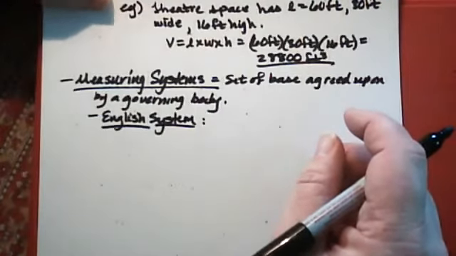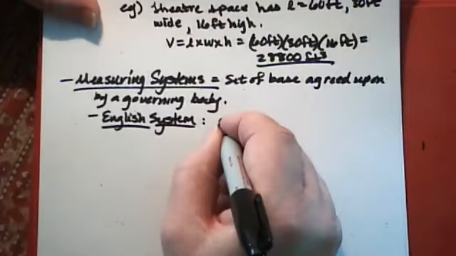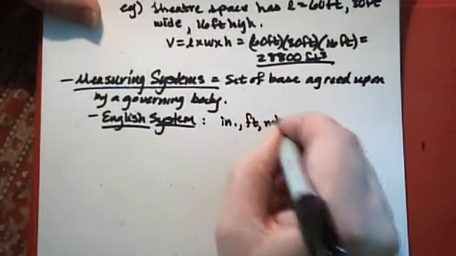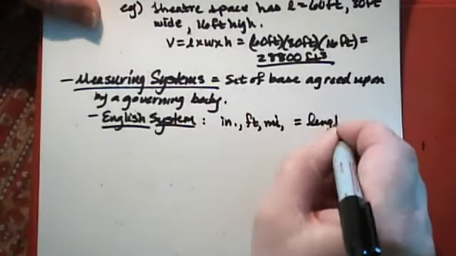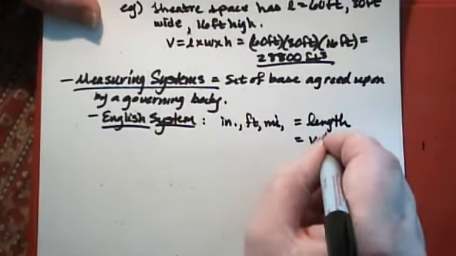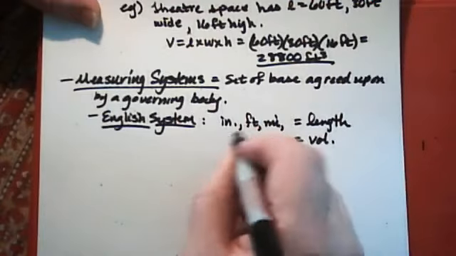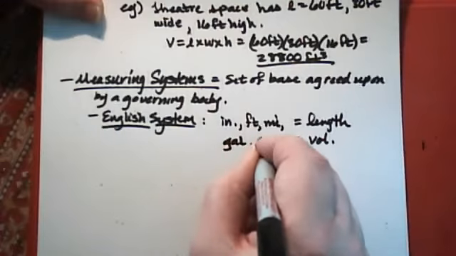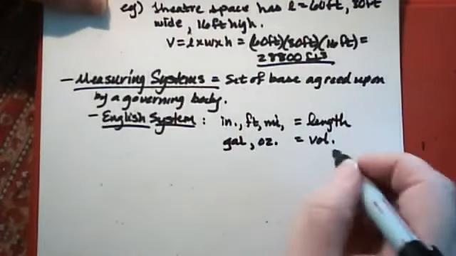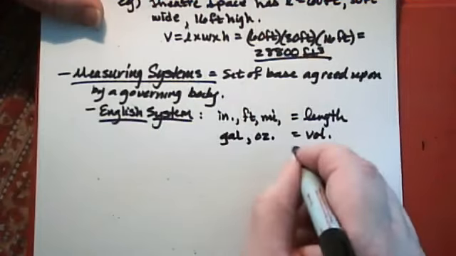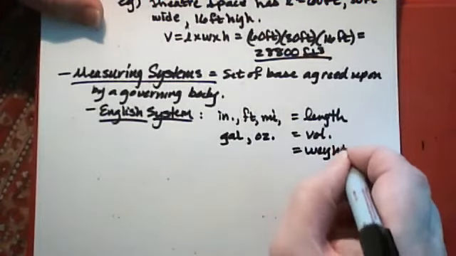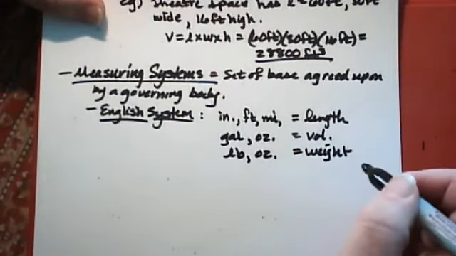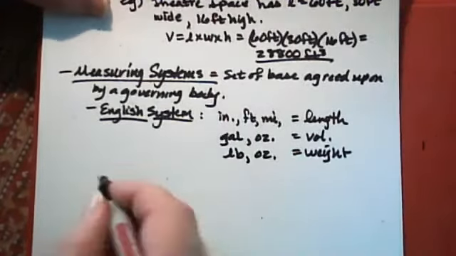And some of the standard units for the English system of measurement would be inches, feet, miles for length. For volume, you could have length units cubed, or you can also have gallons or ounces for volume. And for weight, we have pounds and again ounces. And those are sort of the standard units in the English system.